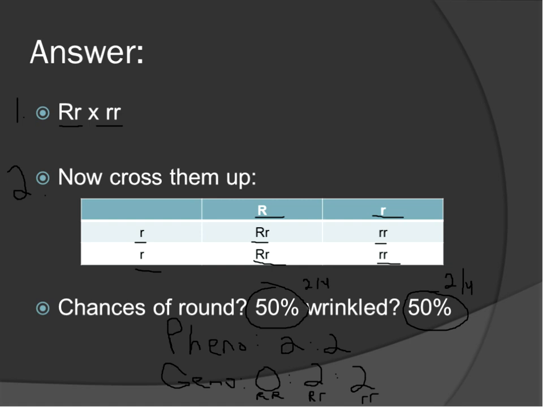Once you cross them up, then you have to interpret the results on a Punnett square. So I got my phenotype, I got 2 round, 2 wrinkled. For my genotype, I got 0 big R, big R's, 2 big R, little r's, and 2 little r, little r's. So that's how you count and determine and analyze your Punnett squares. So step 1, you figure out what you're crossing. Step 2, you cross them. Step 3, you figure out the results and be able to tell me the phenotype and genotype ratio.